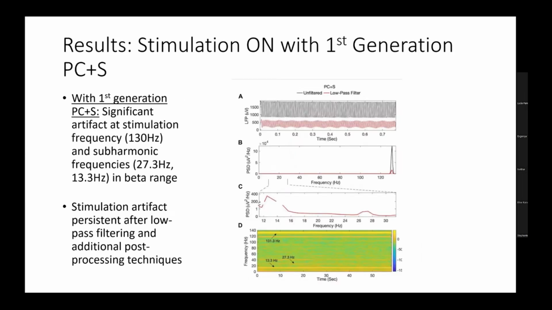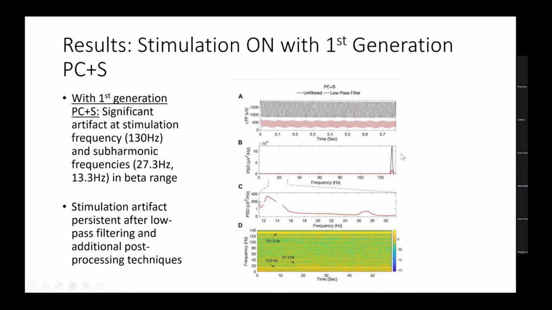With the first generation PC+S, with stimulation on, we see a very different picture. Our ability to sense meaningful electrophysiologic activity was significantly hindered by stimulation artifact. We can see that here in the raw time series, in which there is this oscillatory artifact that occurs at the stimulation frequency of 130 hertz and persisted despite low pass filters and numerous other digital post-processing techniques to try to filter out meaningful signal.